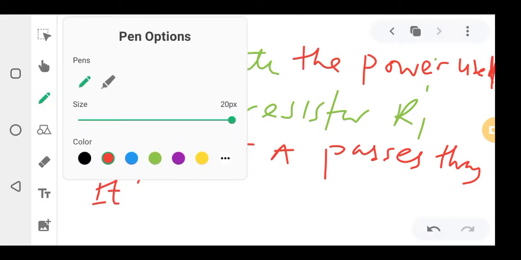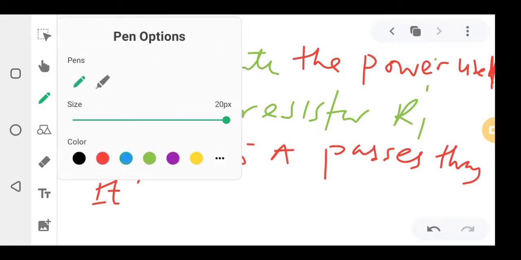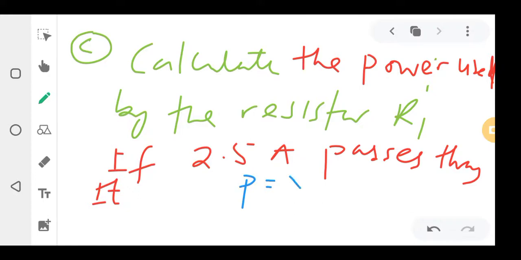So you find the formula for power first. Power is equal to voltage times current. The current you already know is 2.5. What is the voltage? So you pick the current at 2.5. Calculating the power provided the current is at 2.5, at 2.5 what was the voltage that I obtained?